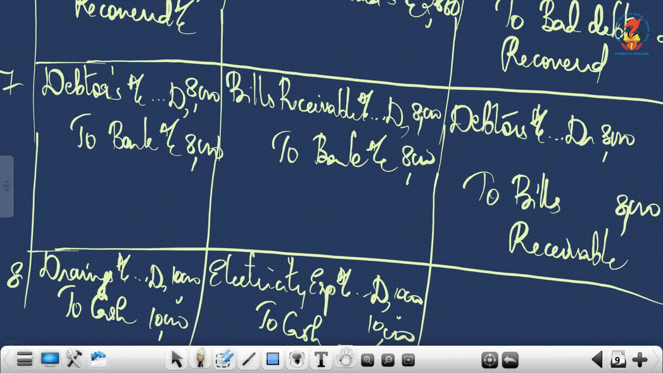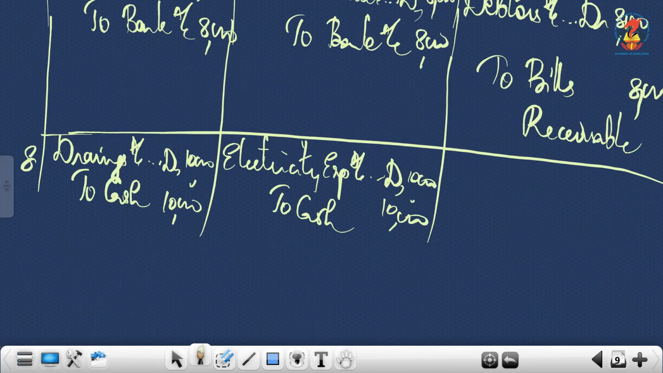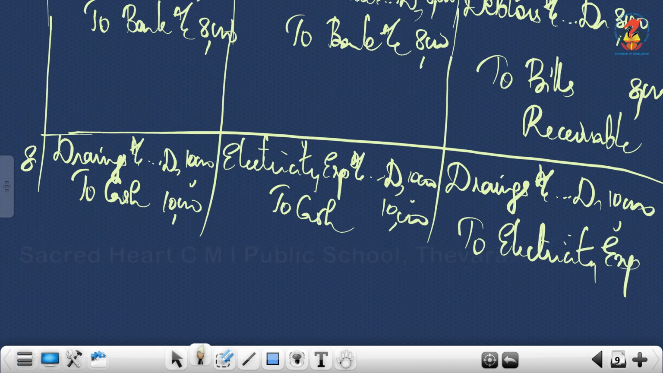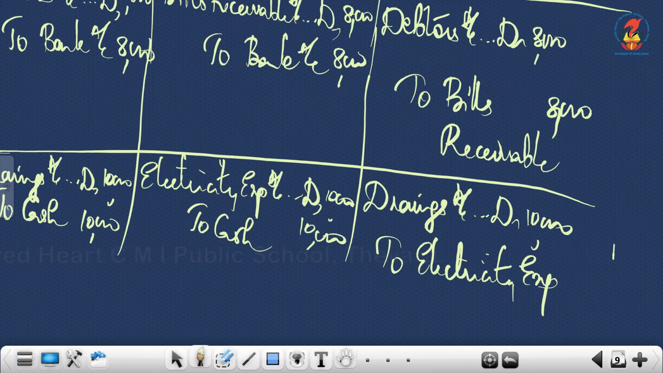The amount is the same, 10,000. So the rectification will be like this: drawings to be debited, we haven't debited, so we will do it now. Drawings account we will debit with 10,000. Then cash was done correctly, no mistake. Electricity expense wrongly debited, so cancel it. So to electricity expense we will write 10,000.